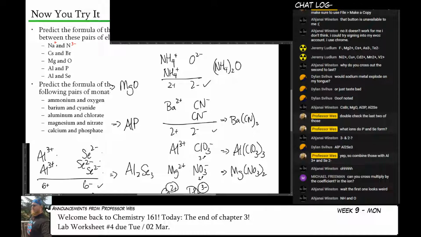Oh, the ammonium one? So remember, ammonium is always NH4+. I need 2 of them to get a positive 2. Oxygen always wants to make -2. And so there's my formula. I have 2 ammonium, which is why I have parentheses around it. And then I just have one oxygen ion, which would be oxide.